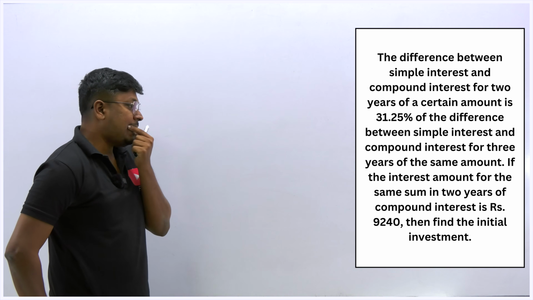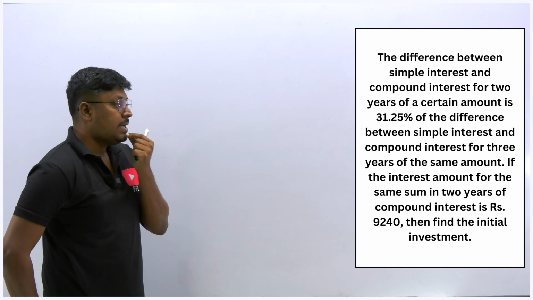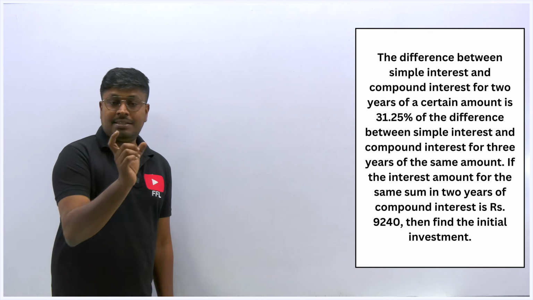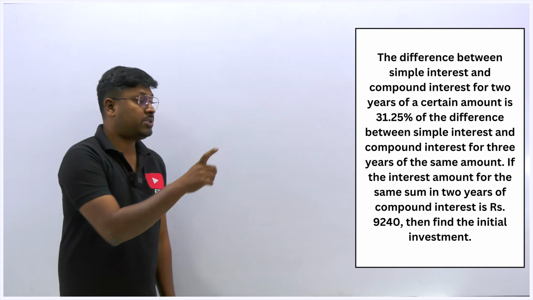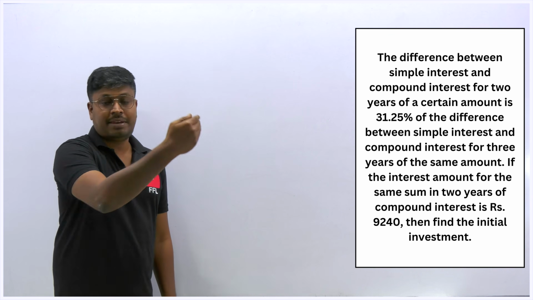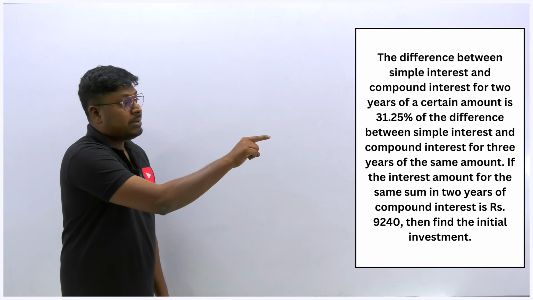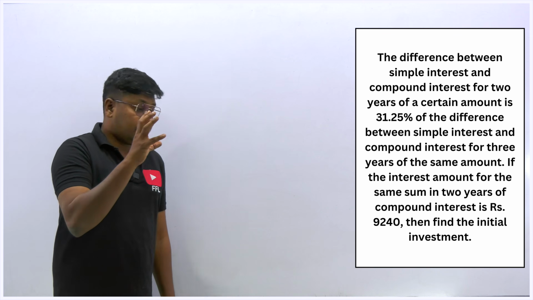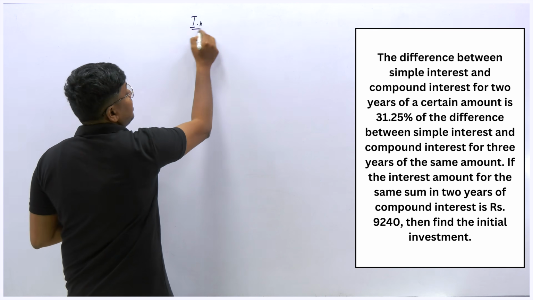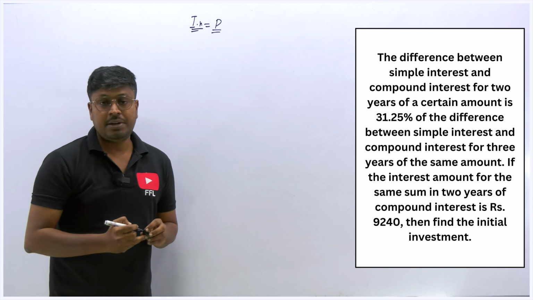Okay, so what they are saying is, the compound interest for 2 years has been given, which is 9240. That is the one value they have given in the question. 9240 is the compound interest received after 2 years on the same sum. So by using this value, our target is to find the initial investment. Initial investment is nothing but the principal. So we need to find the principal that the person invested.